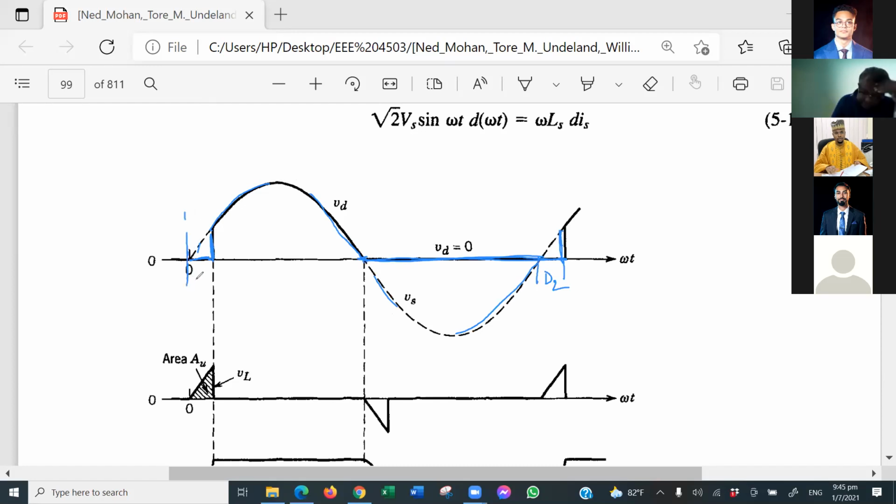And here not only D2, D1 both are conducting. So during the commutation period, both diodes are conducting, and that is why we will lose this area. We will have to find out this area. What is this area, and what is this commutation angle U?